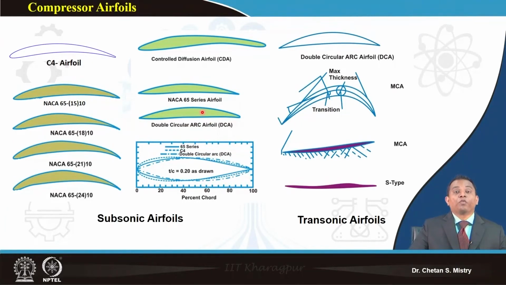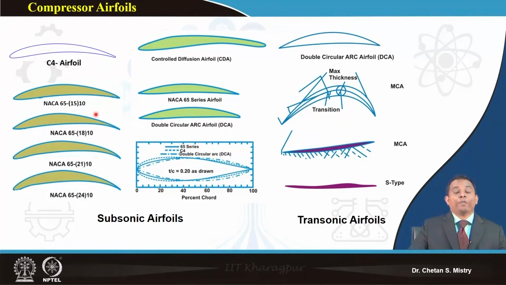Now, with the development of computational facilities and techniques, people are able to design blades or aerofoils systematically. This is one of its kind, called the controlled diffusion aerofoil, where they manage the flow in a systematic way on both the suction surface and the pressure surface, and that gives the benefit of increasing the pressure ratio or pressure rise for a particular design. All these aerofoils are subsonic aerofoils. When we design low speed compressors, we use these subsonic aerofoils.